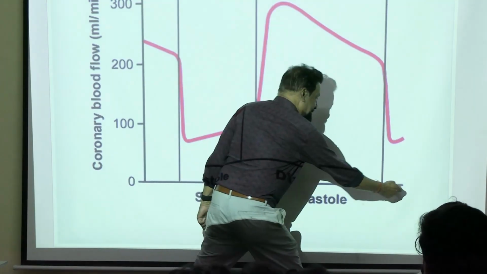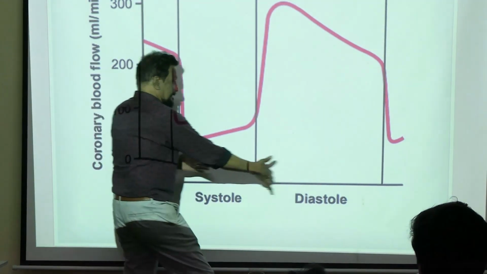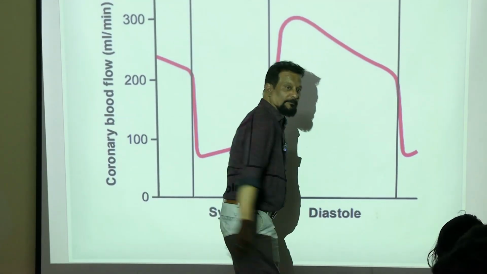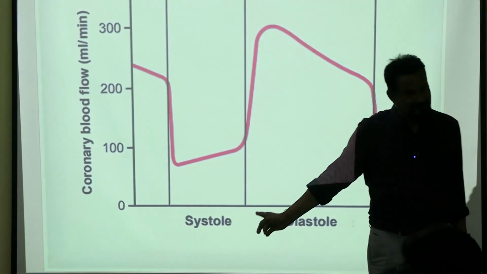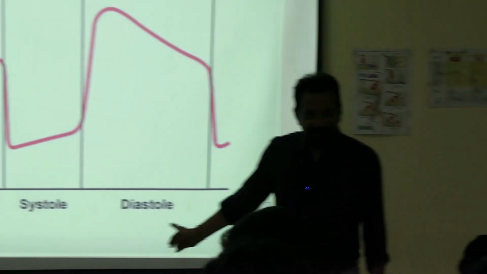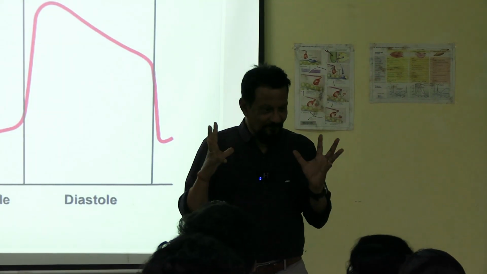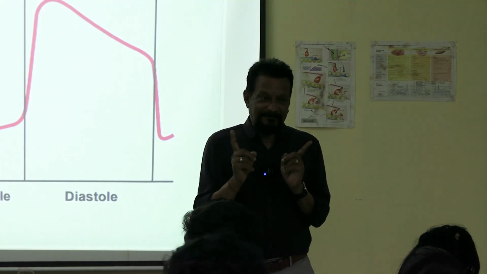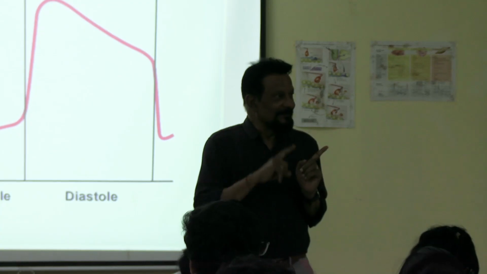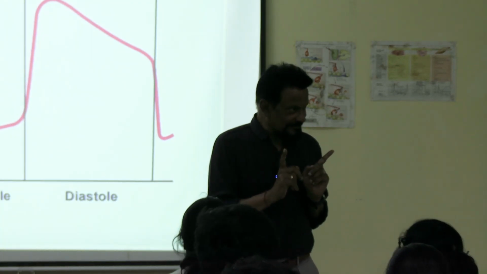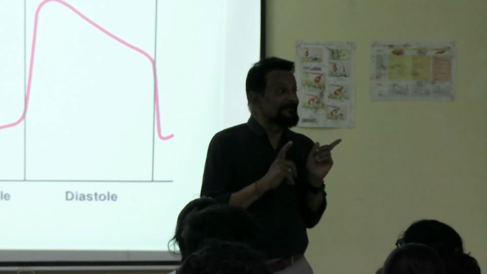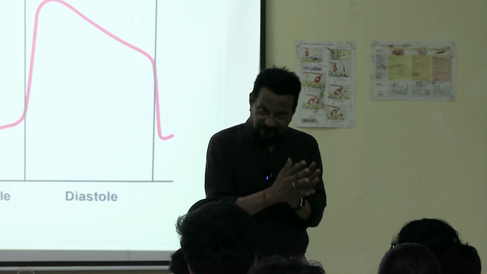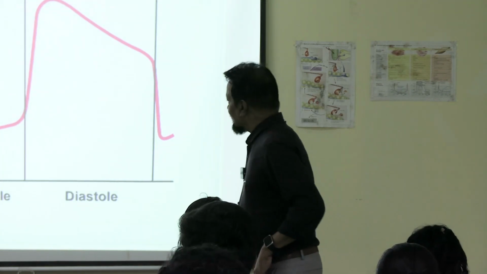This is the time. Systole, diastole. Systole is smaller, having less time. Diastole is having more time. Now it is clear to you? During the cardiac cycle, the normal cardiac cycle is 0.8 second. It means one cycle is completed in 0.8 second. And out of this 0.8 second, the ventricle takes 0.3 second for systole and 0.5 second for diastole.